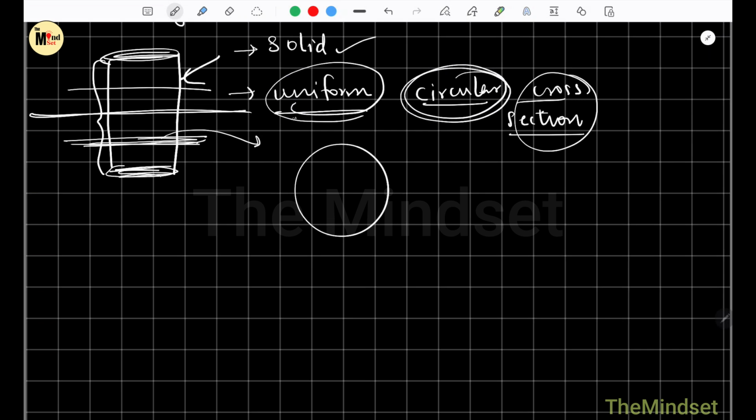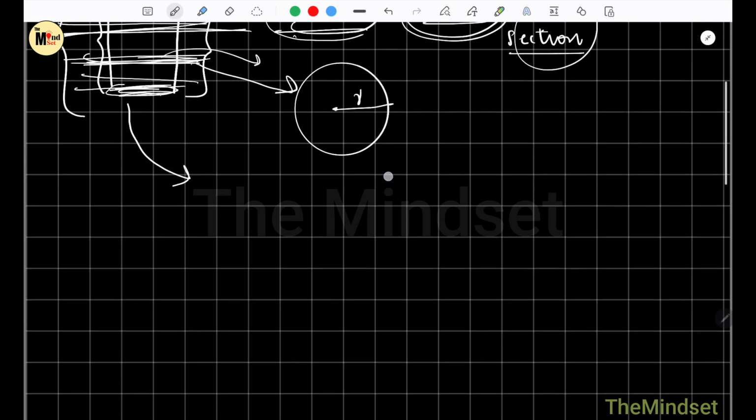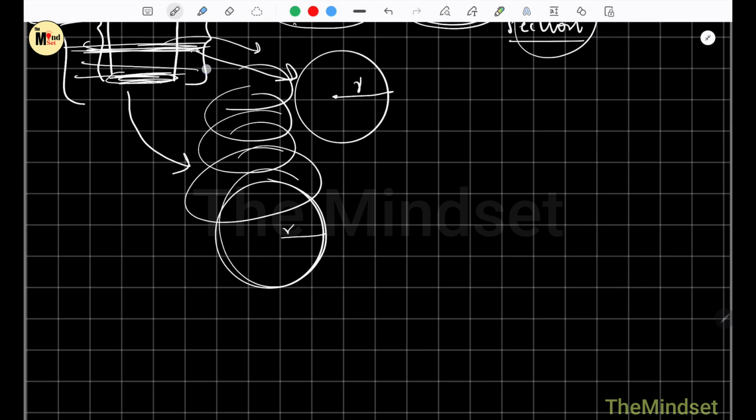Now what do you mean by uniform? Uniform means that if I take a cross section at any point, whether lower down, up, or anywhere in the middle, I am going to get the same circular cross section. That is why they have written it is uniform. This circle has a radius, so you have to keep this in mind. This is the radius. If I cut anywhere I get this circle, which means you have to imagine that this cylinder is actually made up of this circle repeated, put again and again on top of each other. A number of circles are put and then we get our cylinder like this.